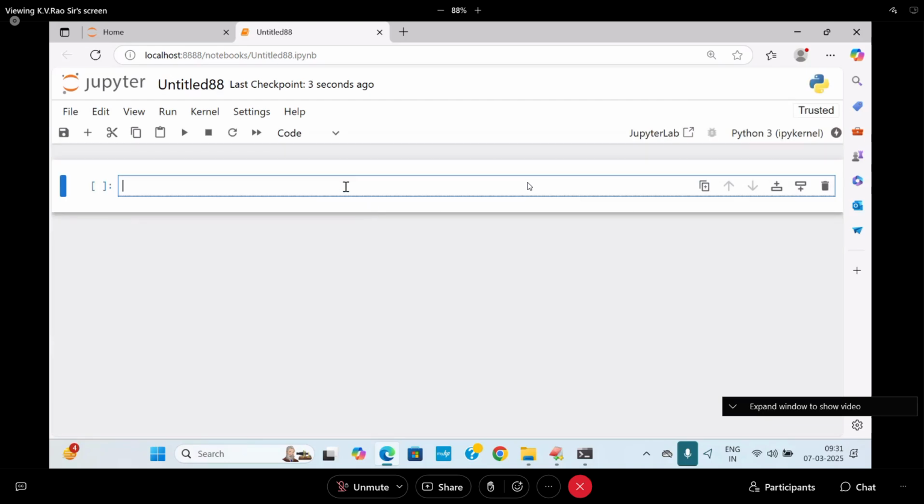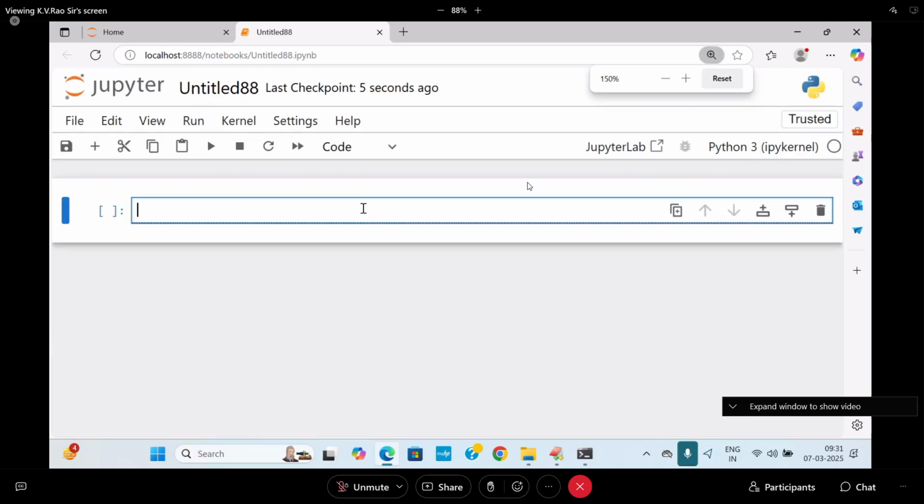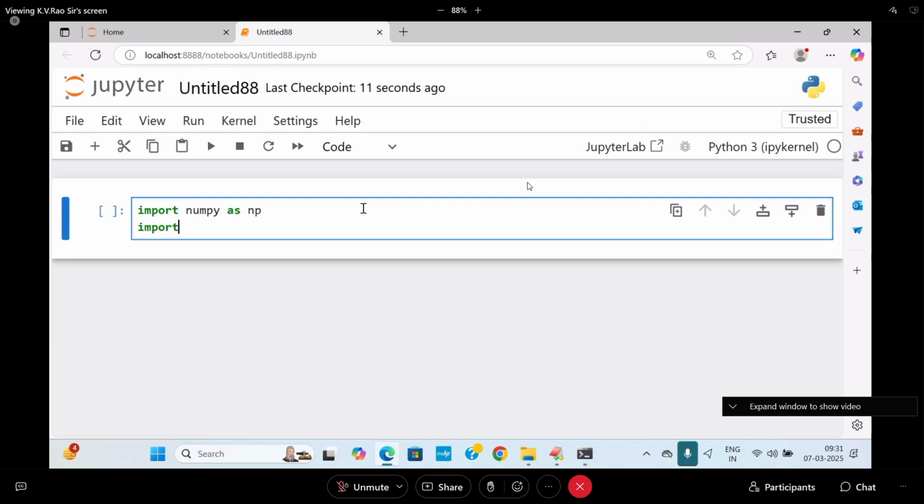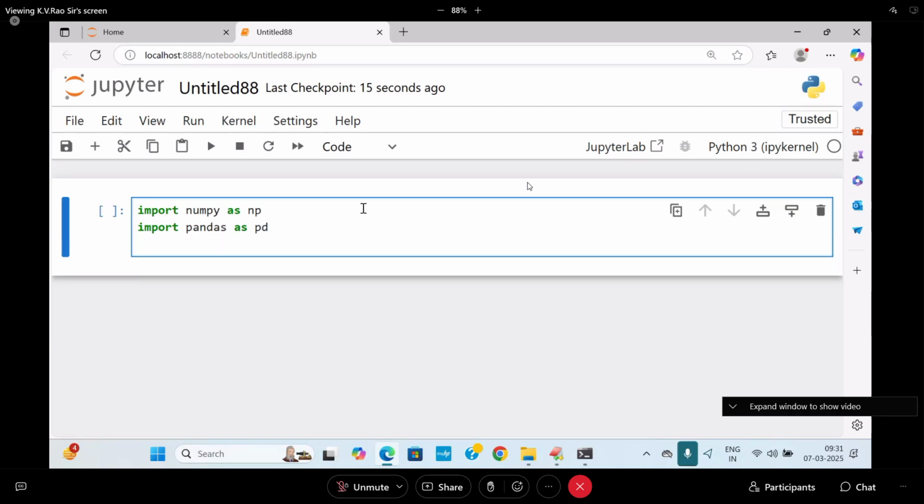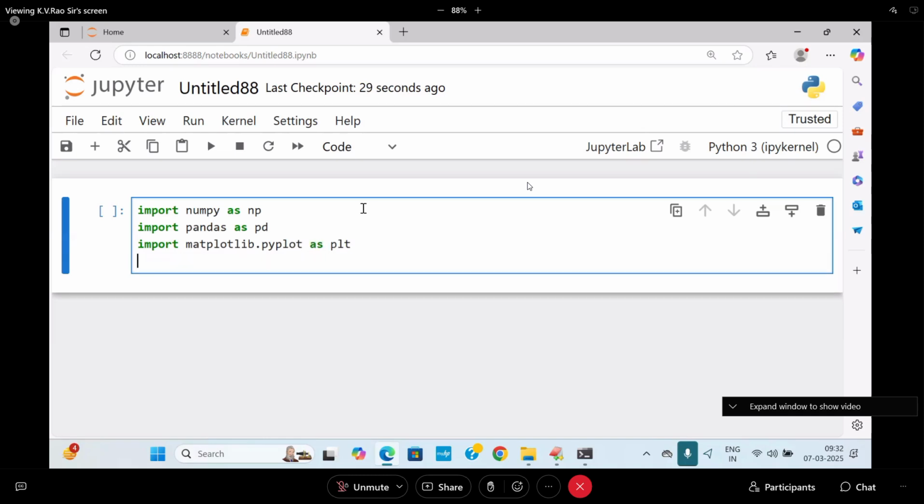So let us start, as usual: import numpy as np. Any constant values are required. Import pandas as pd. And next, import matplotlib.pyplot as plt.